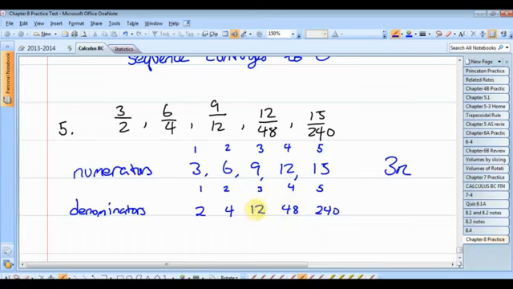48 is 4 times 12, but it's also 4 times 3 times 2 times 2. Let me make this better for you: 4 times 3 times 2 times 1 times 2. This 240 is 5 times 4 times 3 times 2 times 1 times 2. What do you call 5 times 4 times 3 times 2 times 1? Factorial, 5 factorial. These are n's.